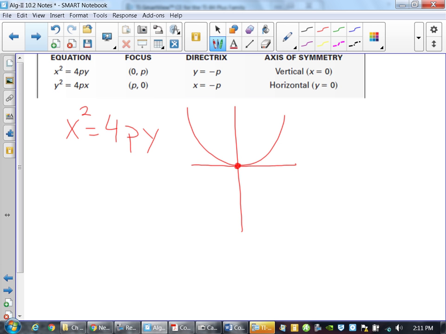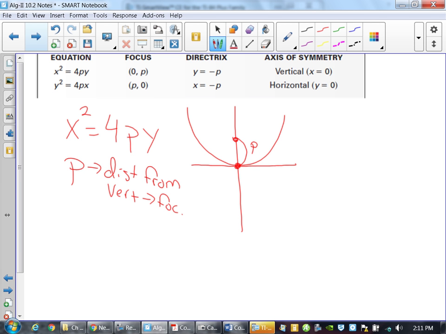If my center is here, this distance from the focus to the vertex is always going to be this value, p. p is the distance from vertex to focus.